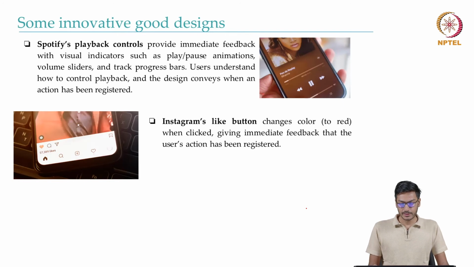Coming to some more examples throughout your daily life, Spotify. Spotify's playback controls provide immediate feedback with visual indicators, volume sliders, and track progress bars for the songs or the podcast that you're listening to. Users can understand easily how to control playback and the design conveys when an action has been registered. Next, Instagram's like button changes its color to red when clicked, giving immediate feedback to the user that their action has been registered.